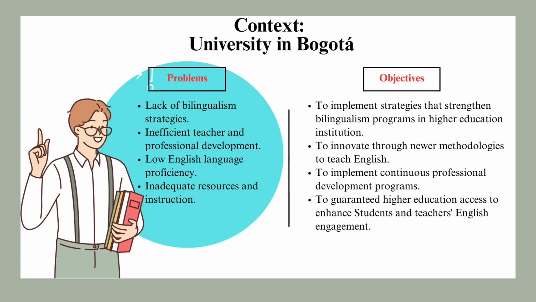In our problem 3, we identified and explored the significance of educational policies in shaping effective bilingual learning environments. At a higher education institution or university in Bogota, which is our context, we see how policy gaps impact academic actors, from lack of bilingualism strategies, inefficient teacher professional development, low English language proficiency to inadequate resources and instruction. In this video, we'll outline the next objectives to address these issues, aiming at strengthening the policies to support bilingual education and language improvement for all learners.